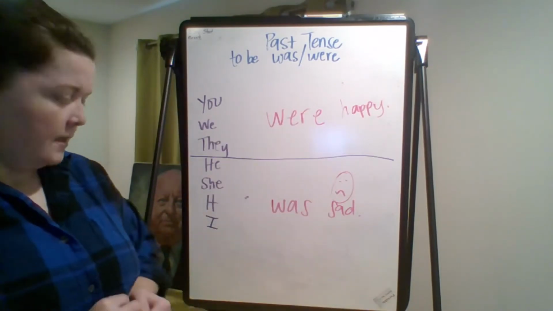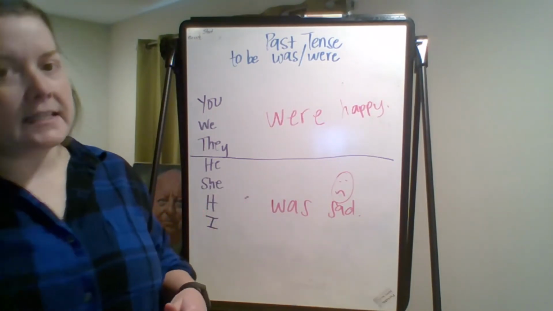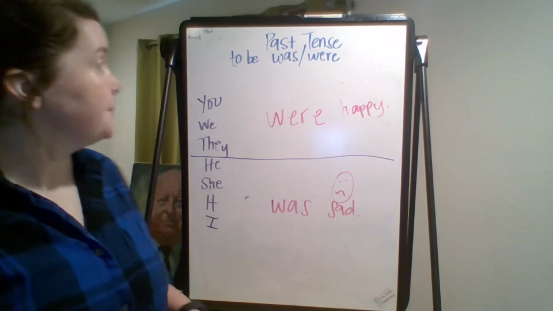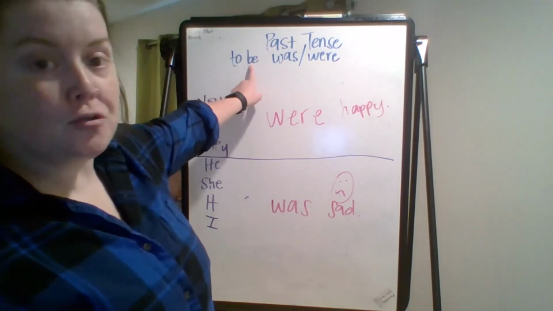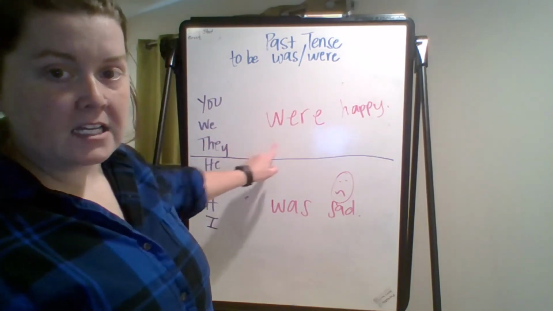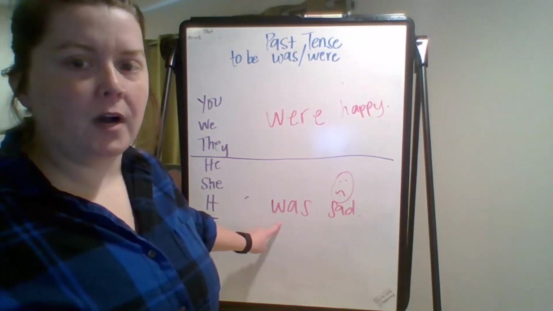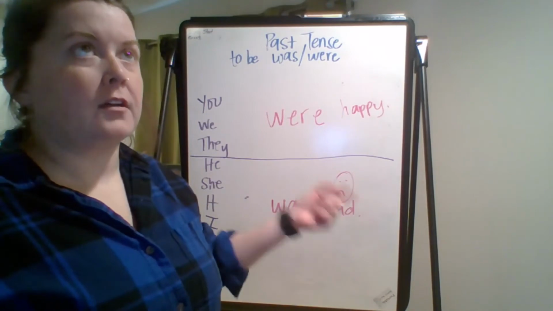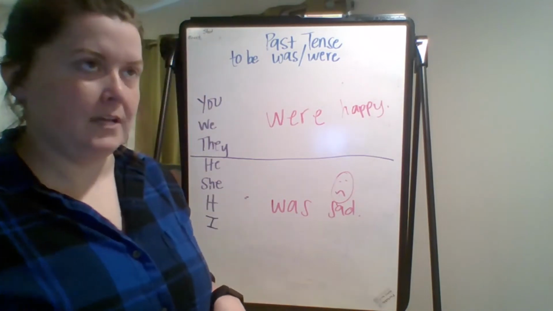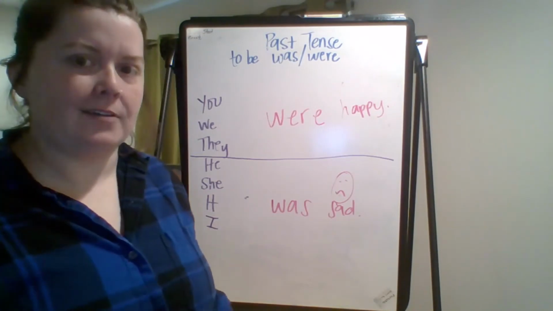Okay? So in the past tense, yesterday, last week, last year, in Mexico, on my vacation 2 months ago, if you're using the verb to be, you have to use was or were. So you, we, and they use were. He, she, it, and I use was. I was. You were. He was. They were. It was. Okay? You can do that. You just need to memorize it.